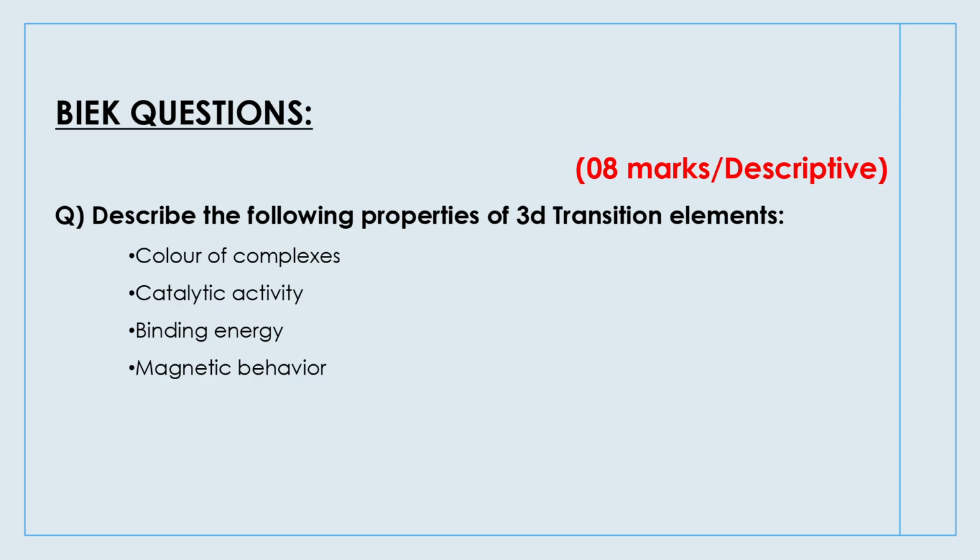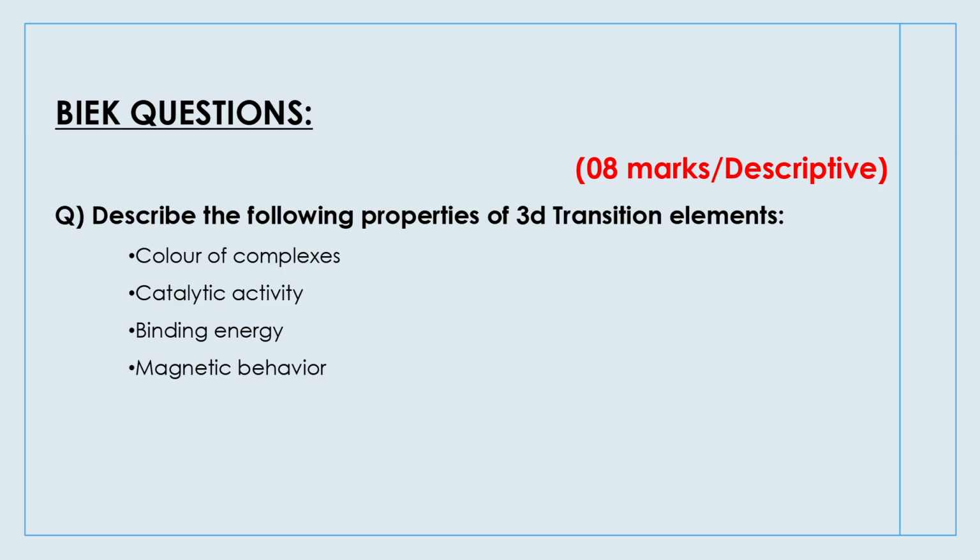Binding energy. What is the trend of binding energy for the transition elements. Magnetic behavior. In magnetic behavior, we have two parameters, the paramagnetic as well as the diamagnetic. So complete and detailed explanation of the paramagnetic as well as diamagnetic behavior must be mentioned when you attempt this question. Make sure that you go through these properties because this is a very major chunk that you get in your board examination. In the descriptive, also in the short question answer as well.